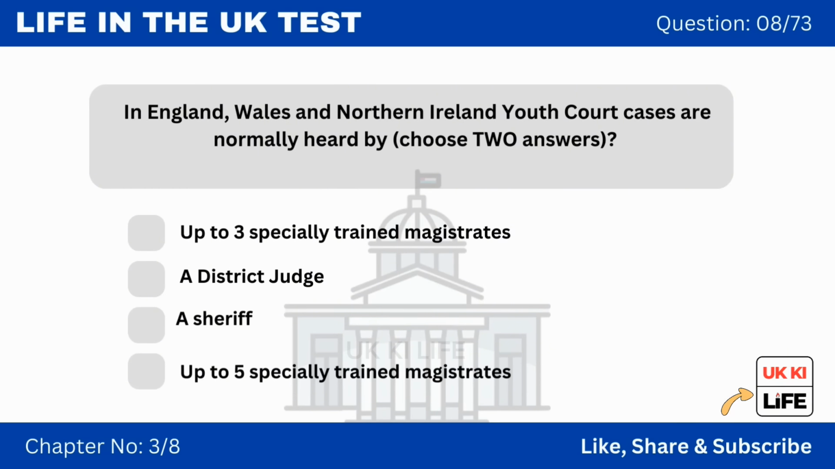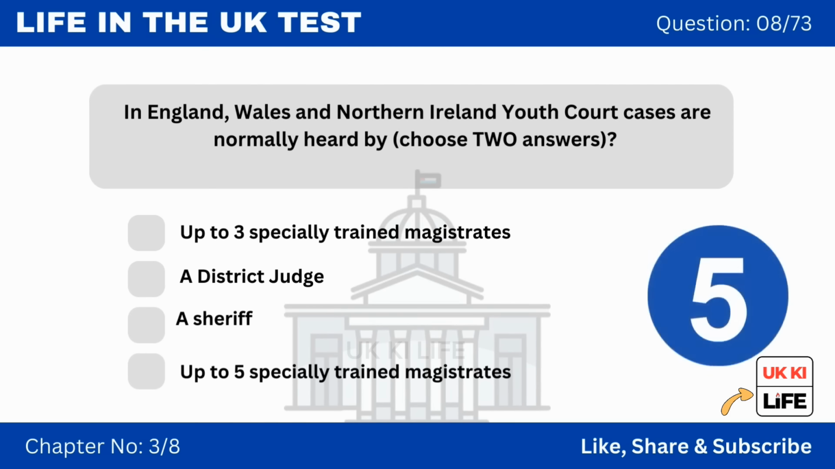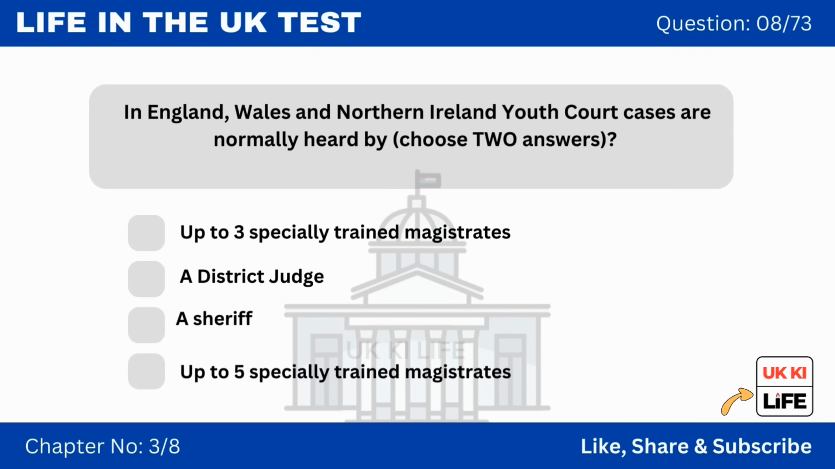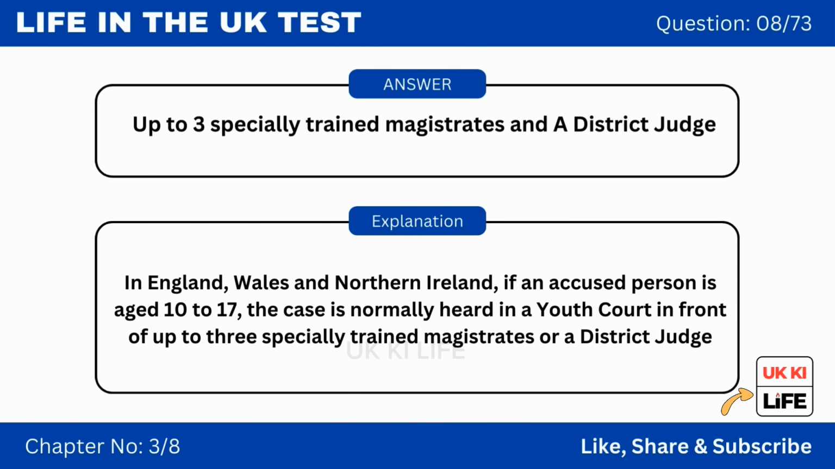Question 8. In England, Wales and Northern Ireland, youth court cases are normally heard by. Choose 2 answers. Up to 3 specially trained magistrates. A district judge. A sheriff. Up to 5 specially trained magistrates. The correct option is A and B. Explanation. In England, Wales and Northern Ireland, if an accused person is aged 10 to 17, the case is normally heard in a youth court in front of up to 3 specially trained magistrates or a district judge.